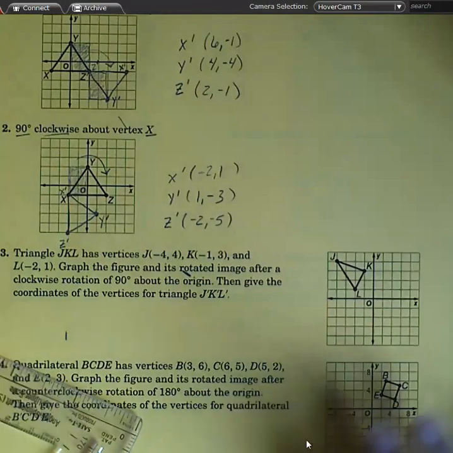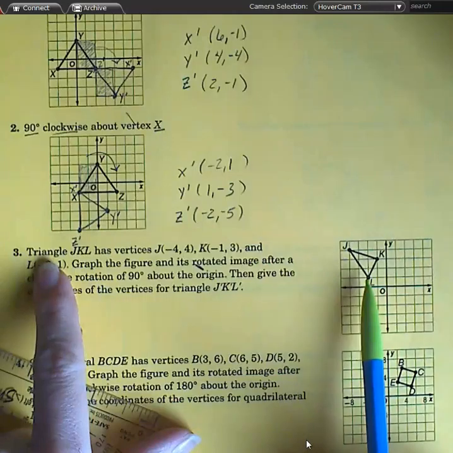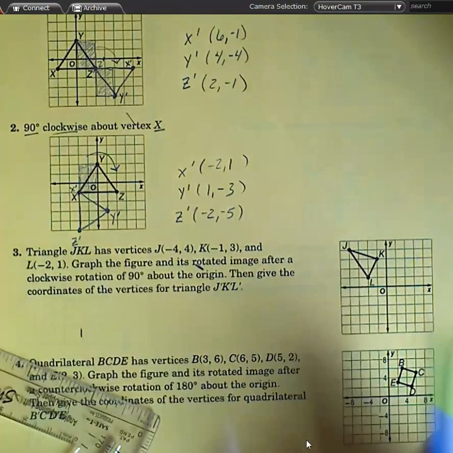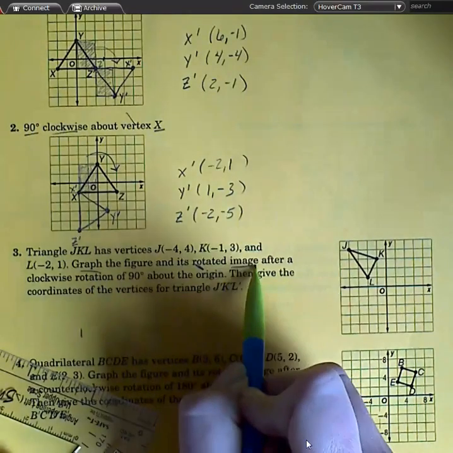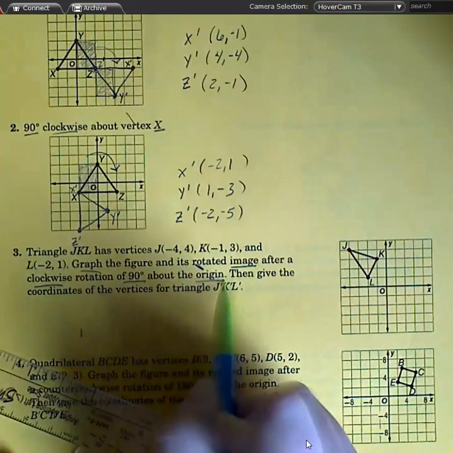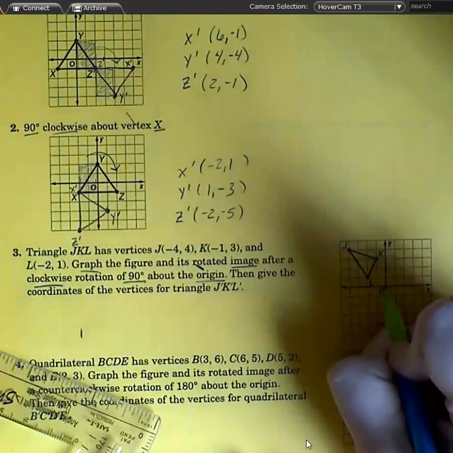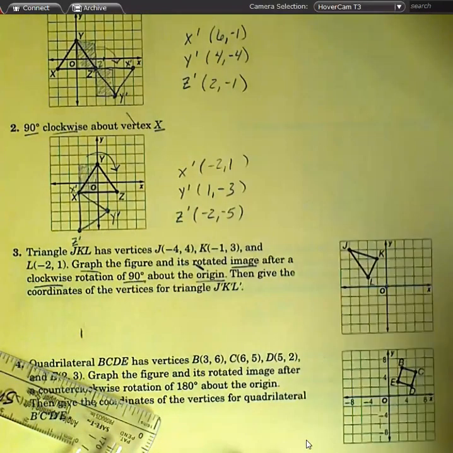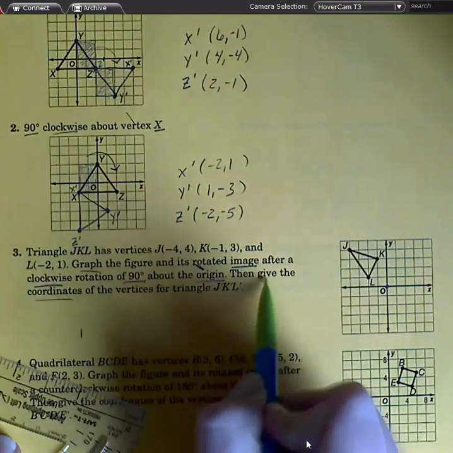And so for number 3, they've given you this triangle again. We're going to graph the figure and graph the image after a clockwise rotation of 90 degrees about the origin. So this is like what we looked at the very beginning of the hour. Now our rotation point is the origin, 0, 0. We then have to give the coordinates at the end as well.